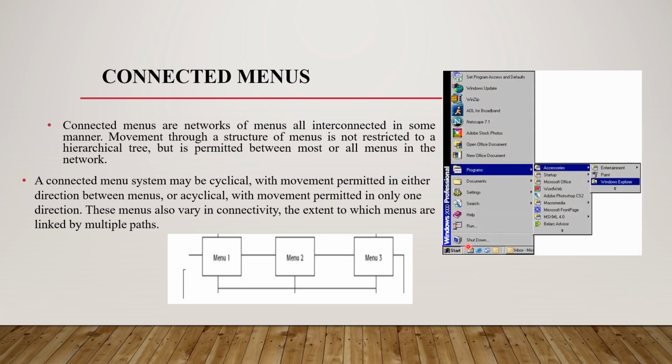For example, take how to access the Windows Explorer. We go to the start button, from there we choose programs. From programs it is connected to accessories, and from accessories we choose the Windows Explorer. So here these menus all are connected. This is a network of menus, arranged in some manner. The movement is through a structure of menus, and there is no restriction like what we see in the hierarchical menu.